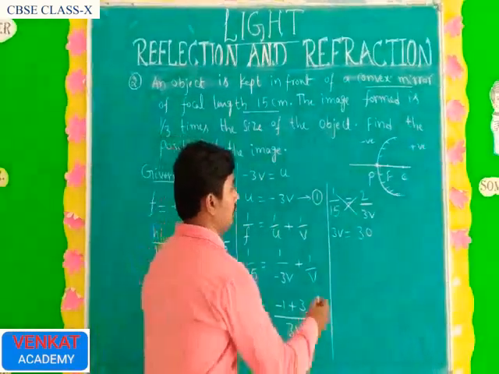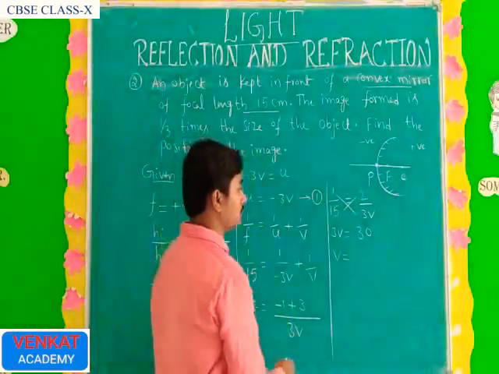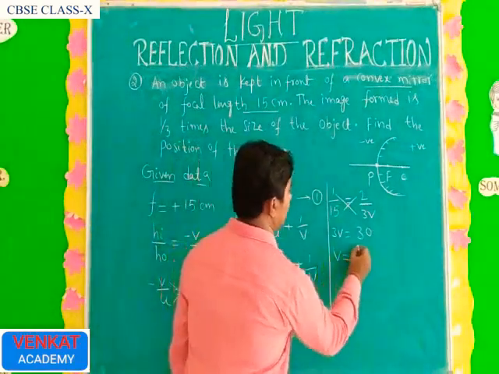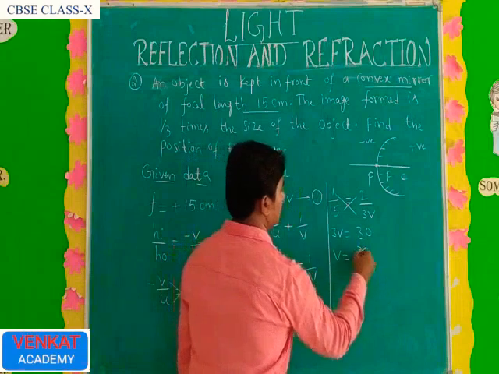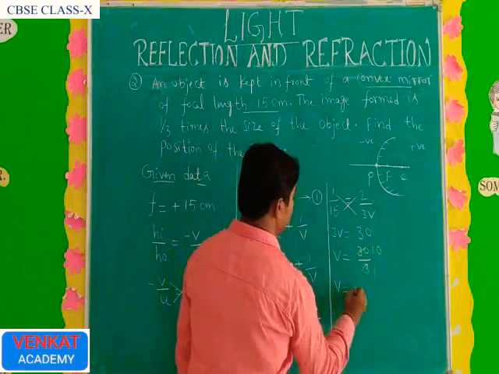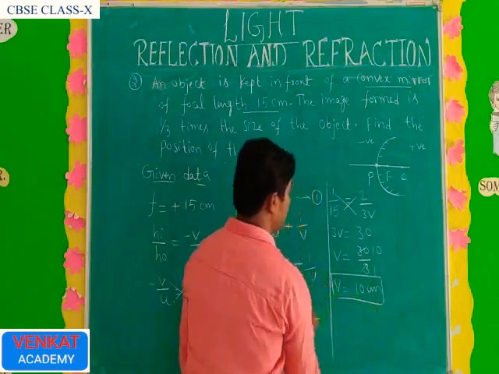Understand? Now v is equal to 30 by 3, since the 3 is a multiplier on the other side. How much here? 3 tens are 30, so 10. So v is equal to 10 centimeter. How much is the v value? 10 centimeter.